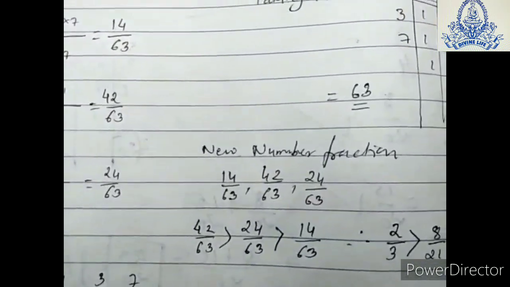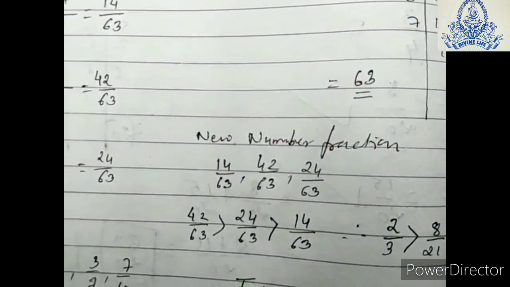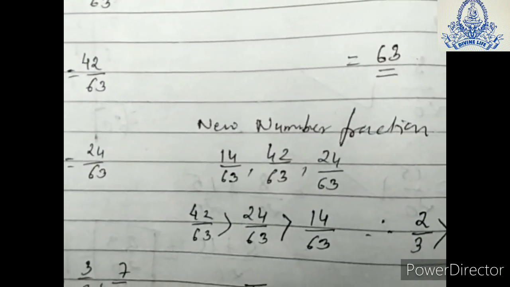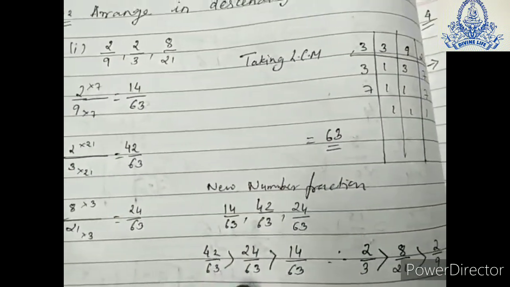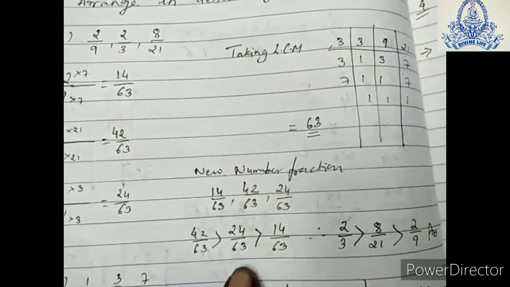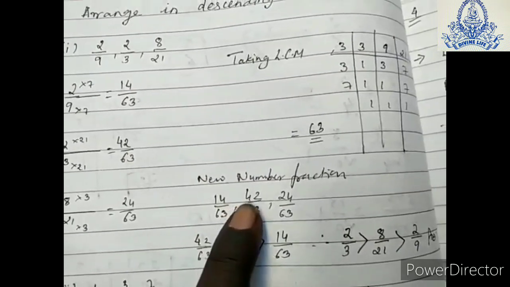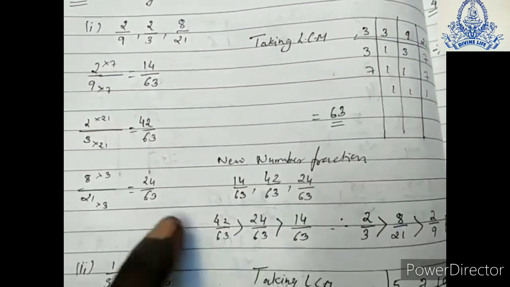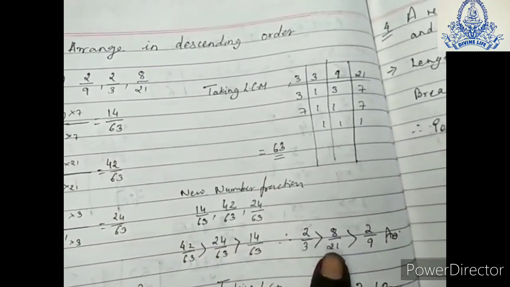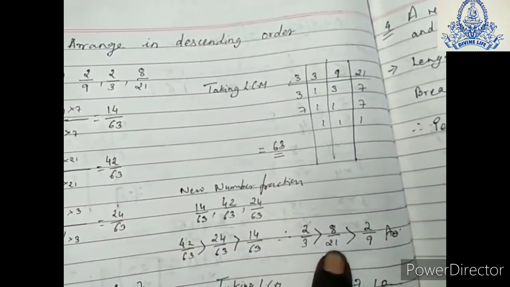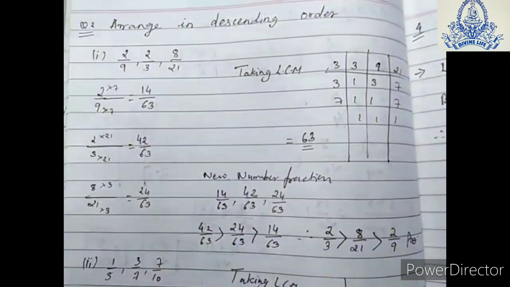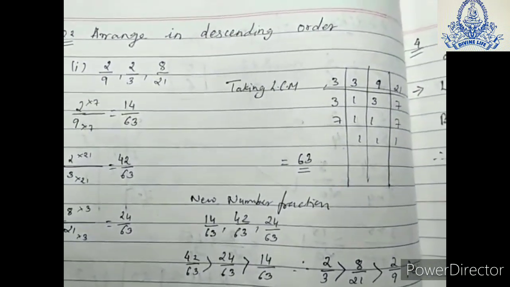By arranging them in a new form, 42 upon 63 is the highest number. After that, the next is 24 upon 63 and then 14 upon 63, that is in descending order. But originally 14 upon 63 is 2 upon 3, so we take 2 upon 3 as greater than 8 upon 21 and greater than 2 upon 9. This is your final answer, arranged in descending order.